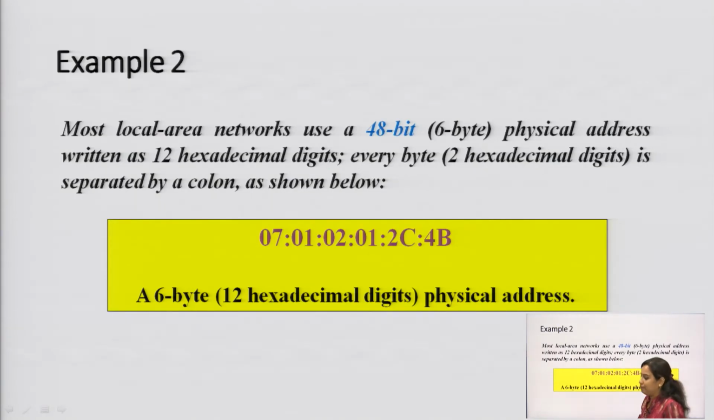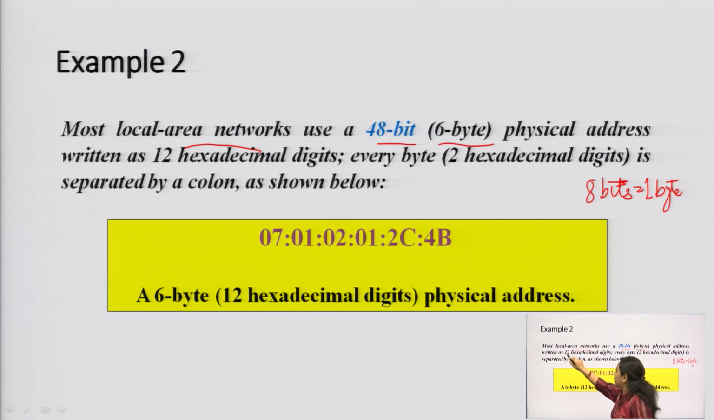The second example is that most local area networks use a 48-bit, that is 6-byte, physical address, because 8 bits is equal to 1 byte. So, you can calculate a 48-bit or 6-byte physical address written as 12 hexadecimal digits. Every byte is separated by a colon, as shown below. In the first example we saw how to form a header, how to form the trailer bits, and how the frame will be formed for transmission.